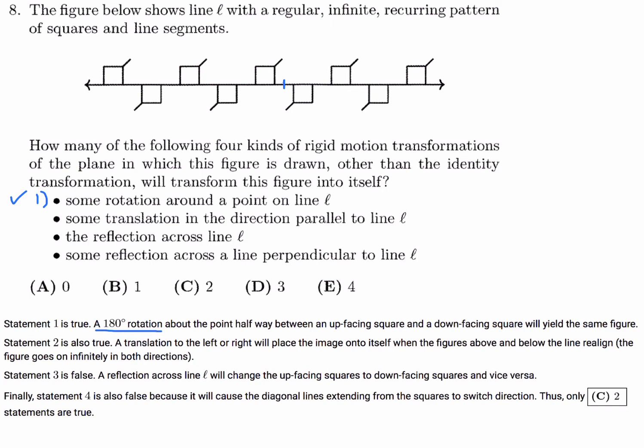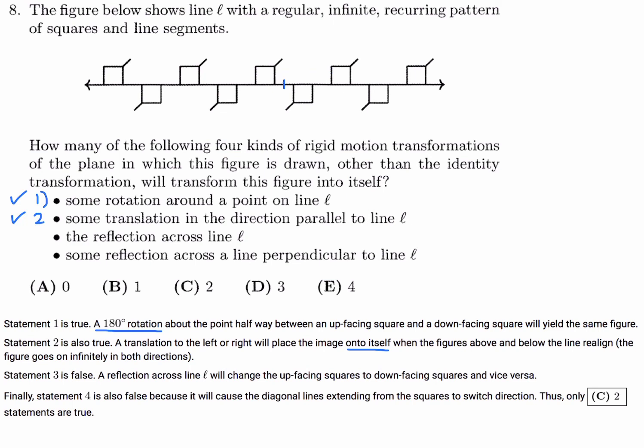Number 2, some translation in the direction parallel to line L. So we're basically going this way or we're going that way. If you translate left or right, you can put the same image onto itself. So you can just realign it. So a translation to the left or right will place the image onto itself when the figures above and below the line realign. The figure goes on indefinitely or infinitely in both directions. So we're going to move this to here, or we're going to move this to here, and it just realigns with itself. So number 2 is correct.